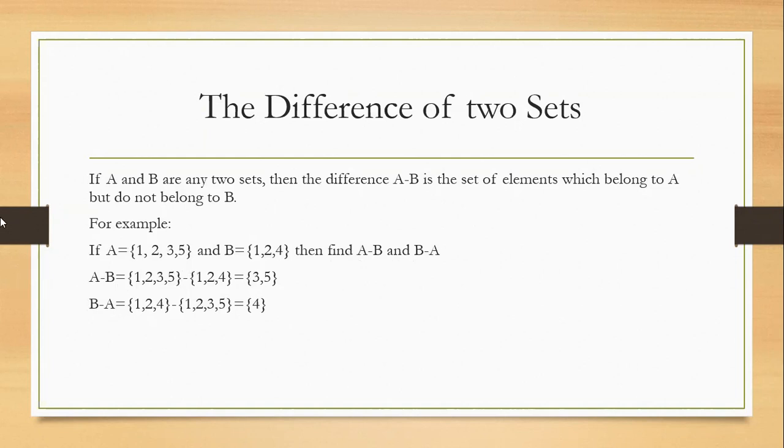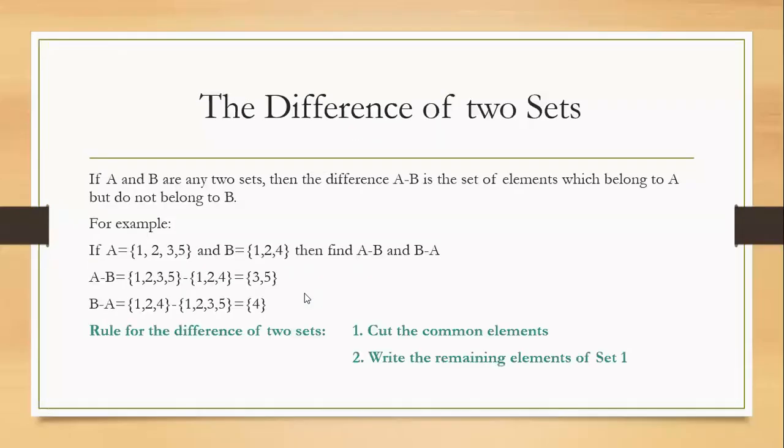Now, for finding the difference, I always want you to remember this rule. There are two rules for finding the difference of two sets. Number one, cut the common elements. Number two, write the remaining elements of set 1. Note down these two rules. Rule number 1 is cut the common elements. Number 2 is write the remaining elements of set 1. Now, let's come to the question. Keep remembering these two rules and let's discuss the question.